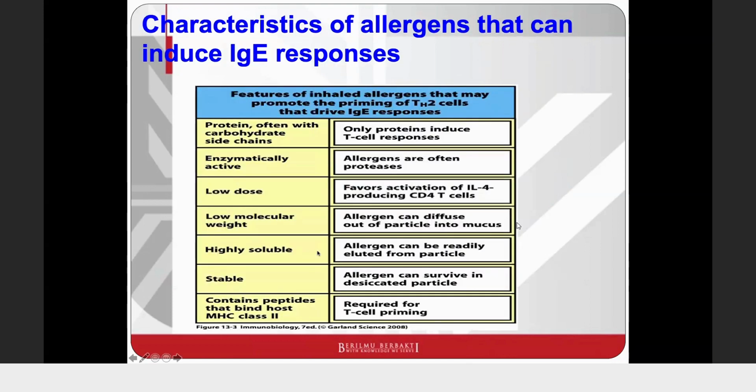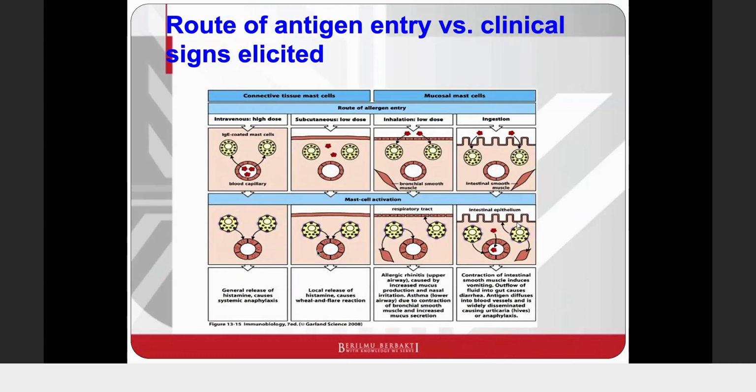So these are the characteristics of IgE and of allergens that will drive the IgE responses. IgE is also called reaginic antibody, R-E-A-G-I-N-I-C antibody. The route of allergen entry determines the effect.